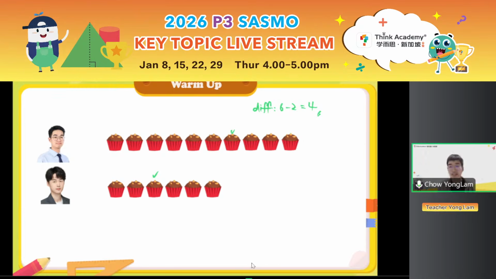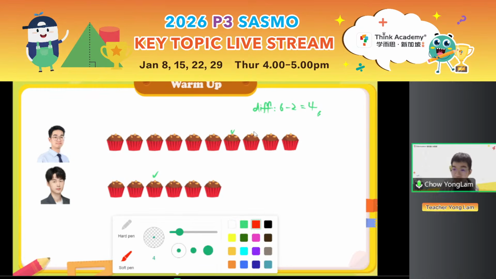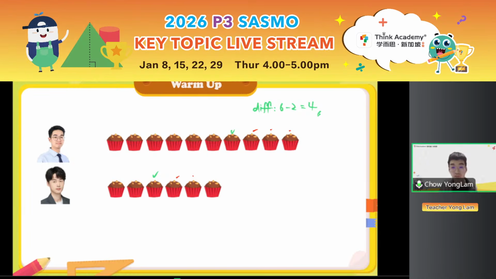Now, what if I buy 3 more cupcakes? Teacher Yonglam bought 3 more, and Teacher Liz also bought 3 more. Did our difference change? Oh, it didn't change.